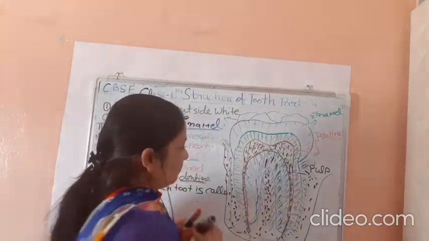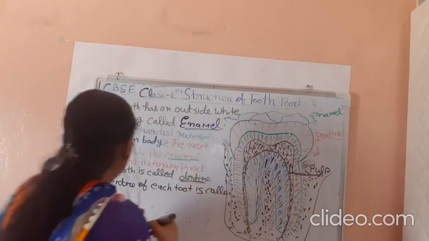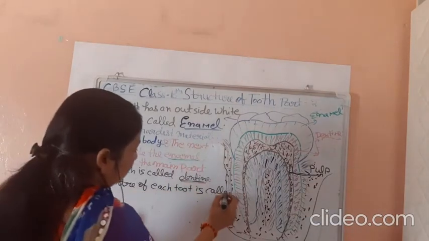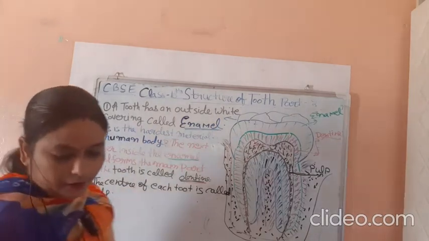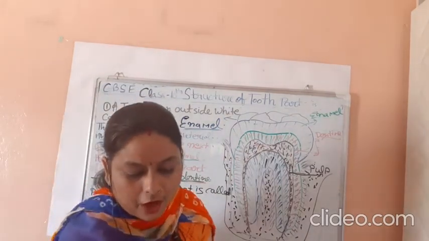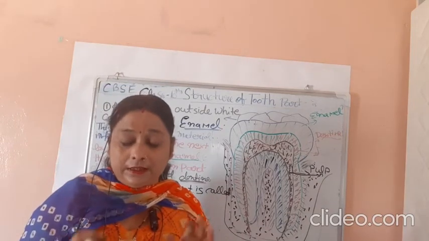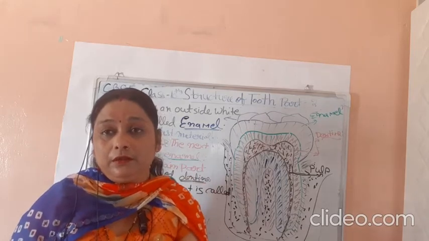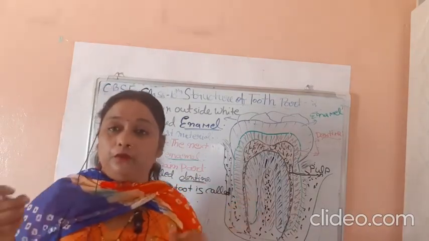Each tooth has a center called the pulp. The pulp is soft, and blood vessels and nerves are in it. The blood vessels and nerves provide food to the tooth.